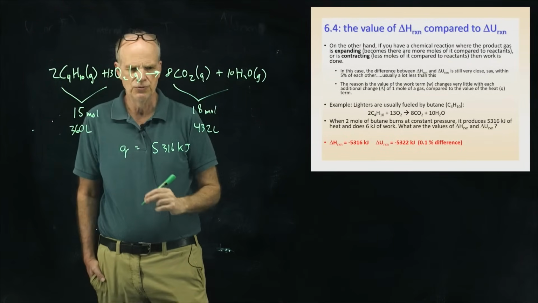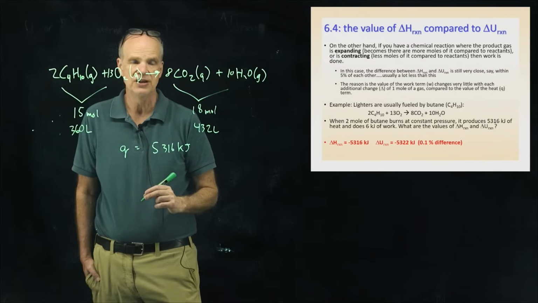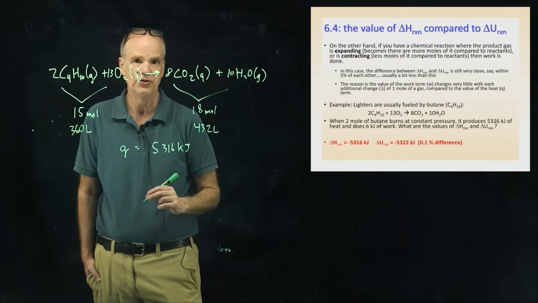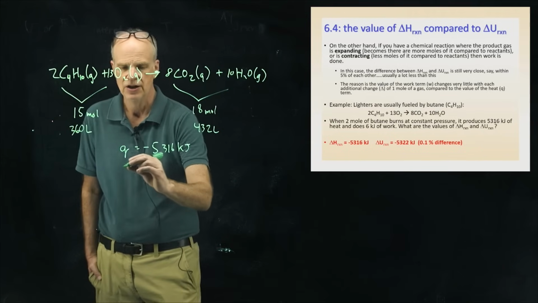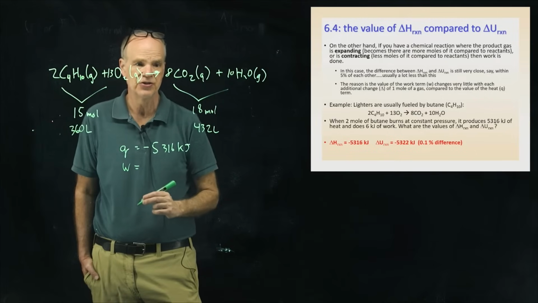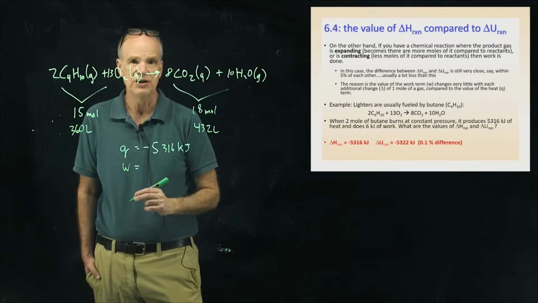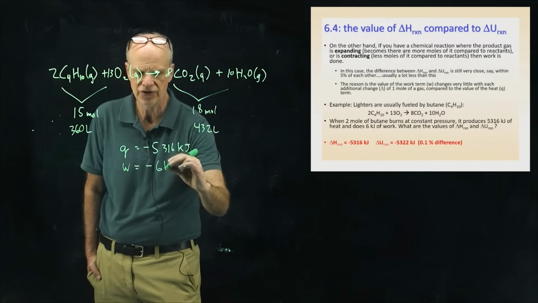And so I think if you read the problem, it suggests that the chemical reaction is producing heat, and so this is an exothermic reaction, and so then we put a negative sign here. Also, work is being done by the chemical reaction on the surroundings, and so if that is the case, work is going to be negative, and it's 6 kilojoules.